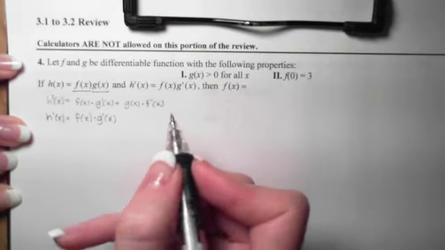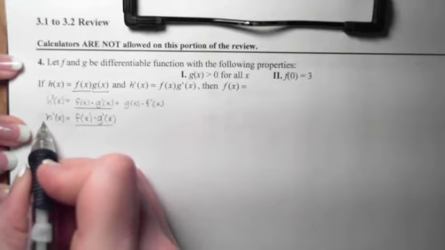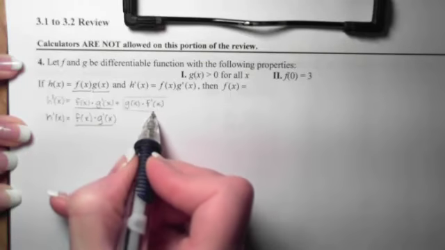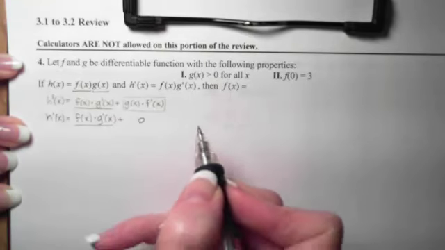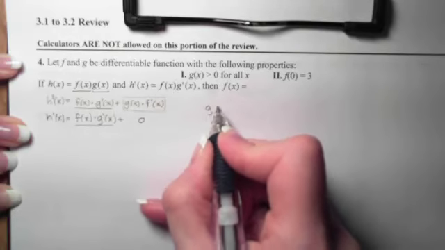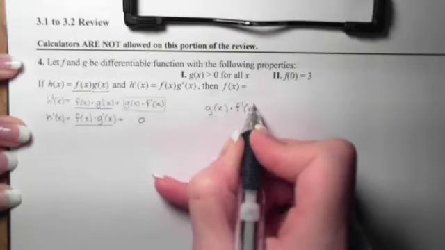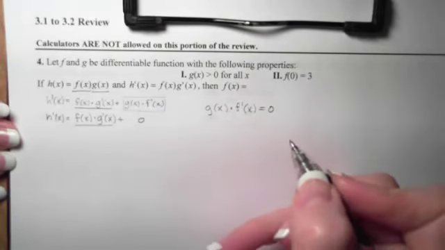So because they have to be the same, notice they have this term in common, but the one that I was given is missing this. Because it's missing it, that means it has to equal 0. So I have this g of x times f prime of x has to equal 0. Okay, so this gives us some information.